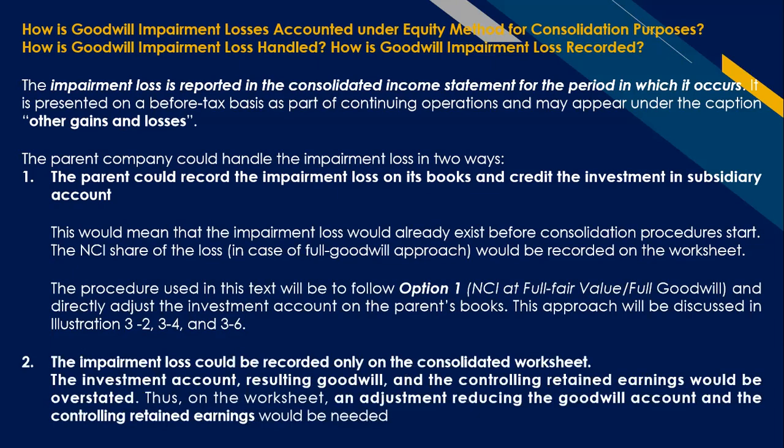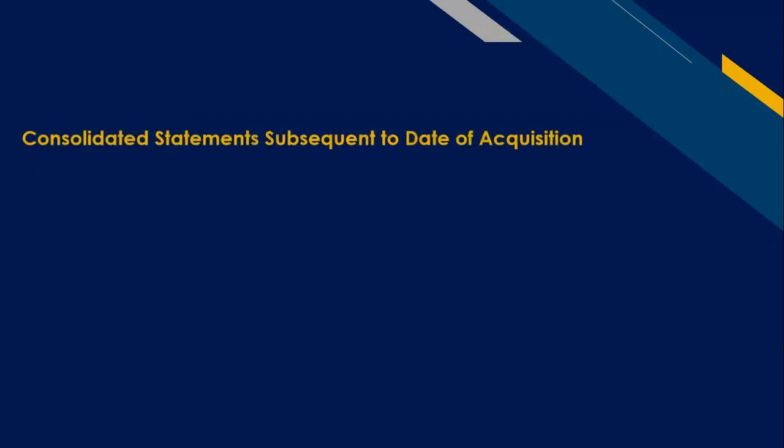Now, the impairment loss could be recorded only on the consolidated worksheet. The investment account, resulting goodwill, and the controlling retained earnings would be overstated. Thus, on the worksheet, an adjustment reducing the goodwill account and the controlling retained earnings would be needed.